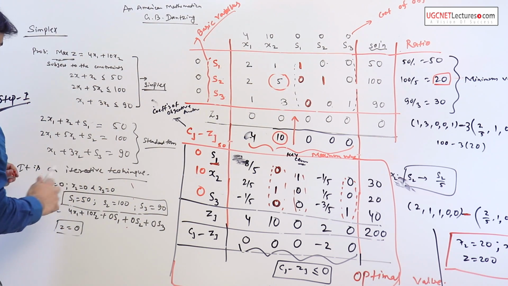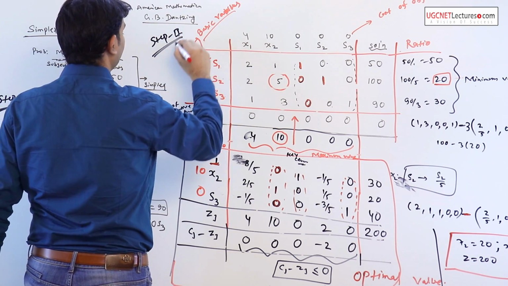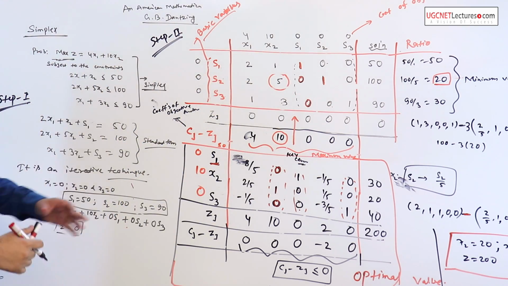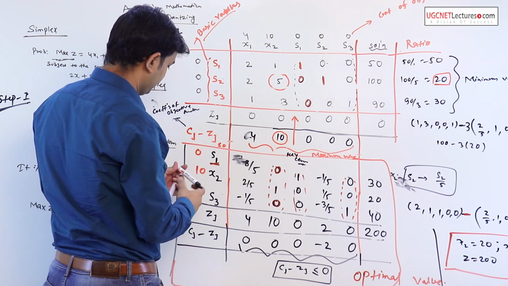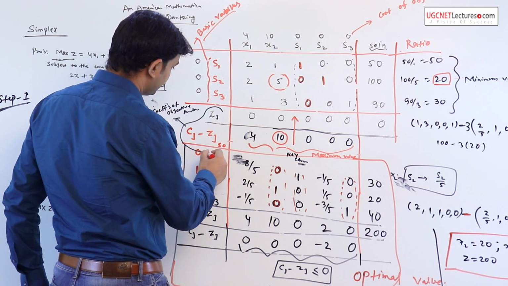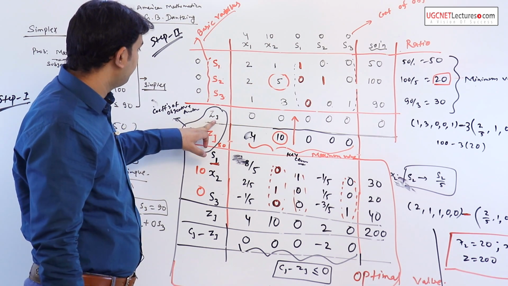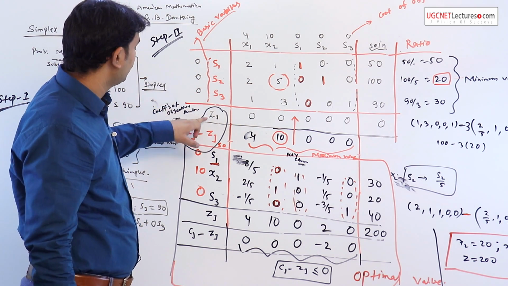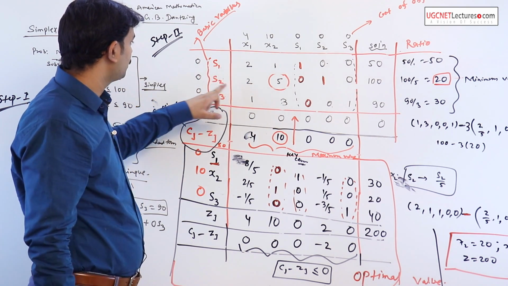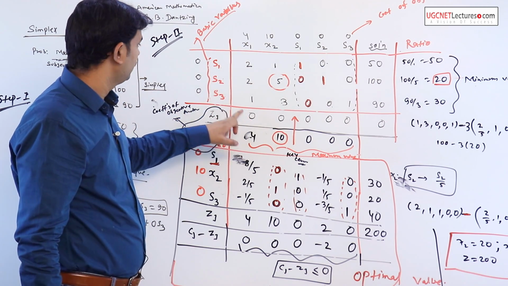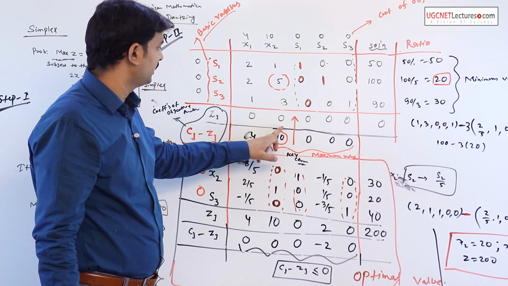So this is our second step. We make a table and do all the things in the table. Now we have to find Zj and Cj minus Zj. Zj is nothing but a dot product of the coefficients of the basic variables with the columns. So Z1 is equal to 0 into 2 plus 0 into 2 plus 0 into 1, it gives 0. Similarly for Z2, 0 into 1 plus 0 into 5 plus 0 into 3, it gives 0.